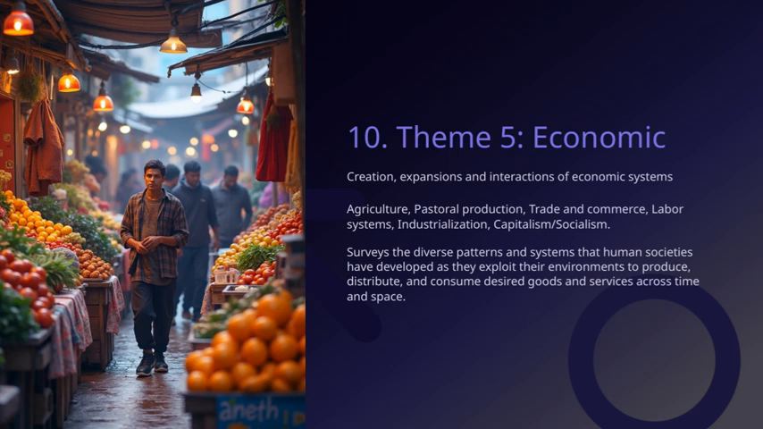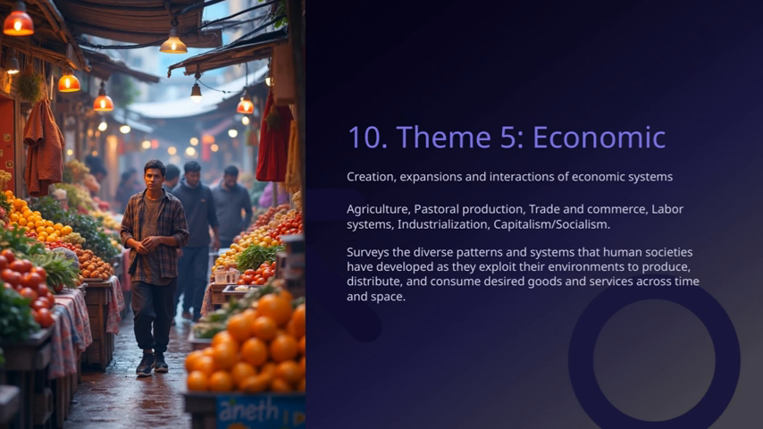Then there's pastoral production, where societies relied on herding and animal domestication. Trade and commerce are also vital. They facilitated the exchange of goods and ideas, connecting different cultures and economies. Labor systems are another key aspect. They define how work is organized within societies, whether through slavery, serfdom, or wage labor.